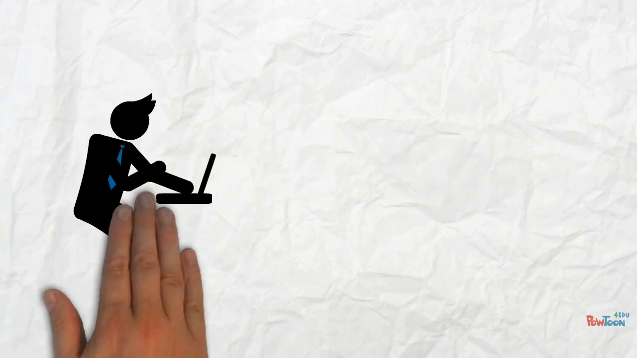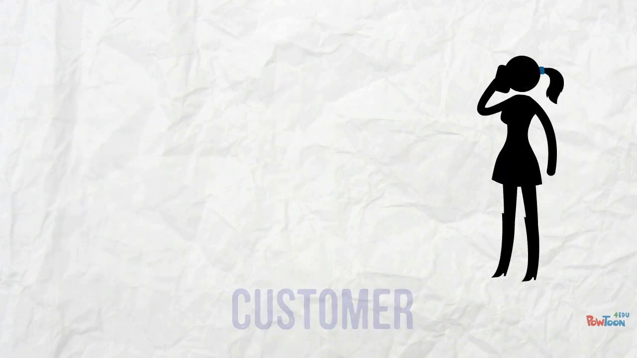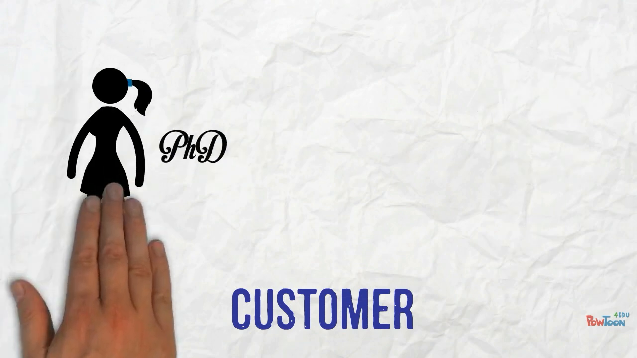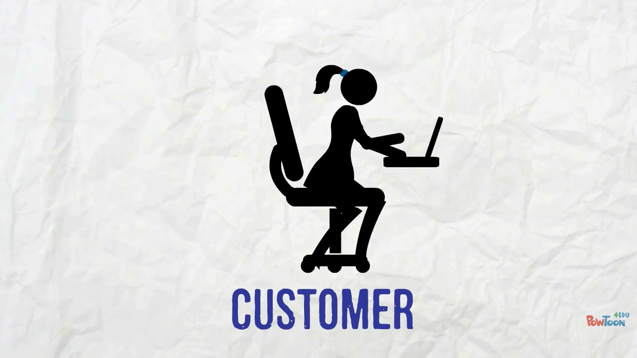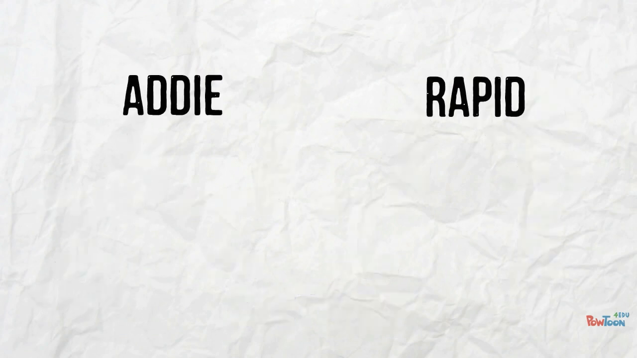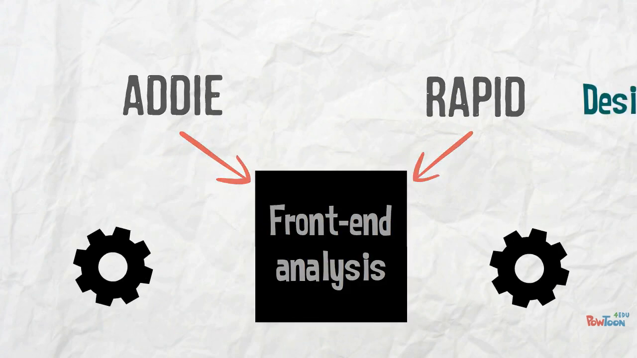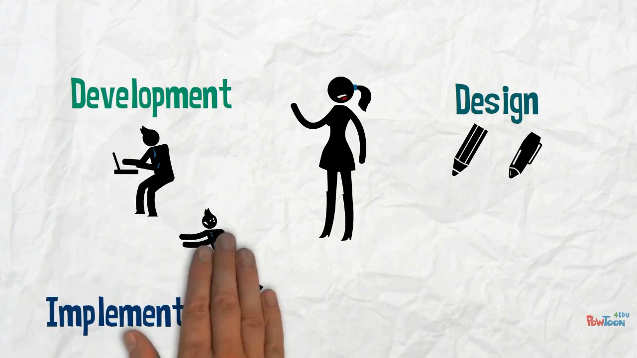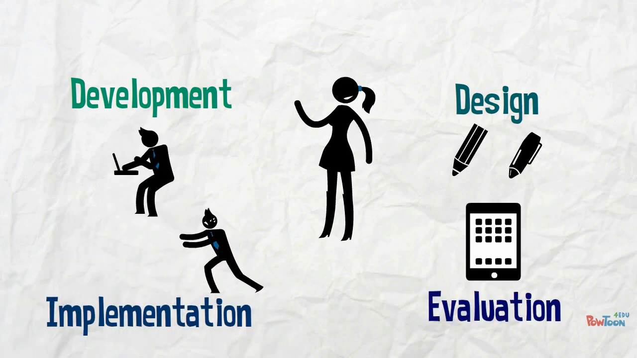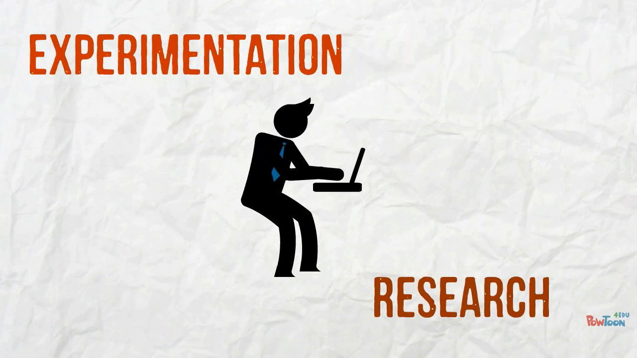In the rapid prototyping instructional model, the customer takes on multiple roles such as subject matter expert, end user, or purchaser of the product. Much like the ADDIE model, rapid prototyping still involves a front-end analysis, design, development, implementation, and evaluation. However, there is a greater emphasis on experimentation and research during several phases of the model.